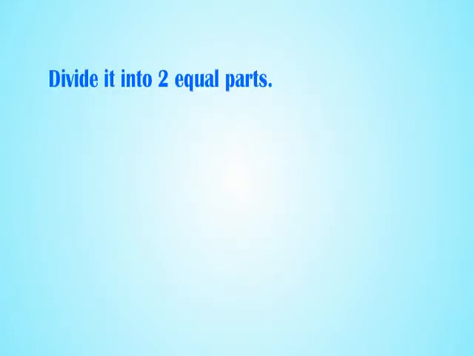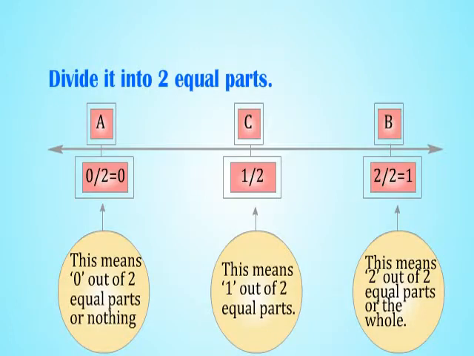0 by 2 is equal to 0. This means 0 out of 2 equal parts. 1 by 2. This means 1 out of 2 equal parts. 2 by 2. This means 2 out of 2 equal parts, or the whole.